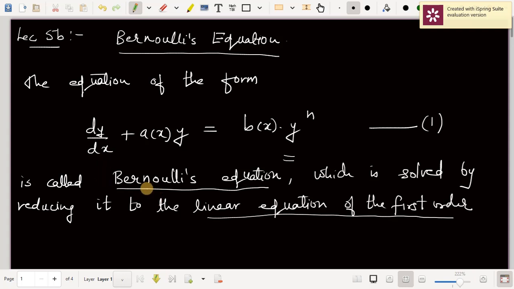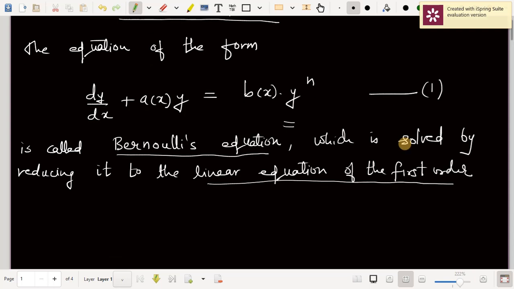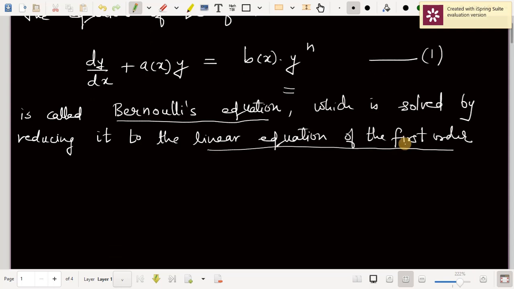Now to solve this Bernoulli equation, we reduce it to a linear equation by a particular substitution, and then we can solve that linear equation with the new dependent variable, which in turn will give me the solution for this given equation 1. So let us try to solve this.